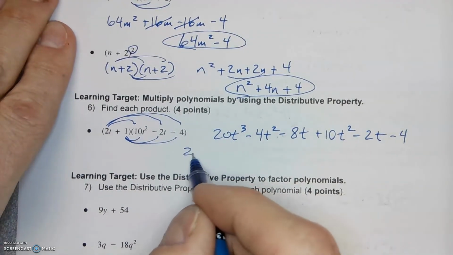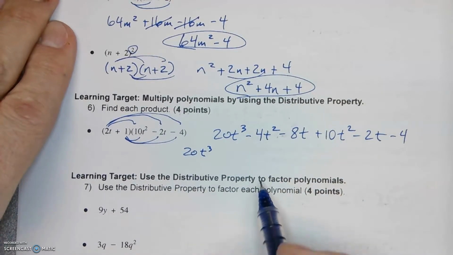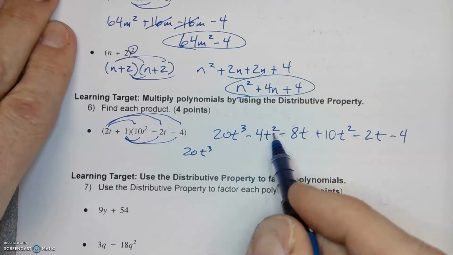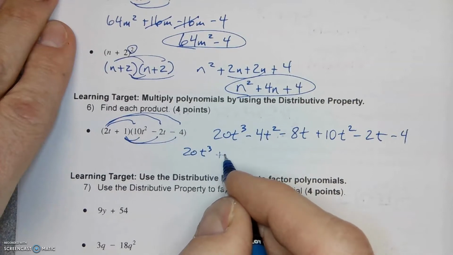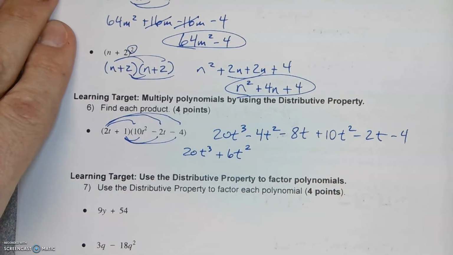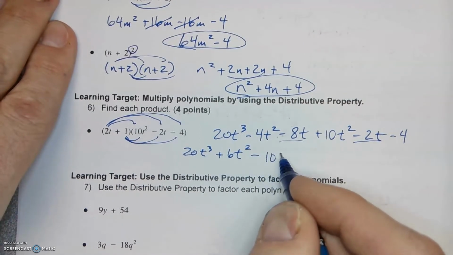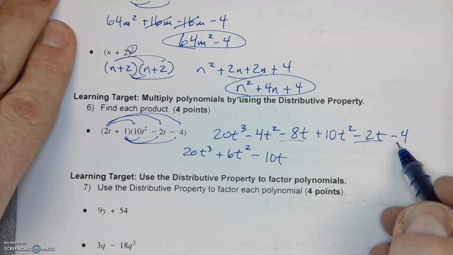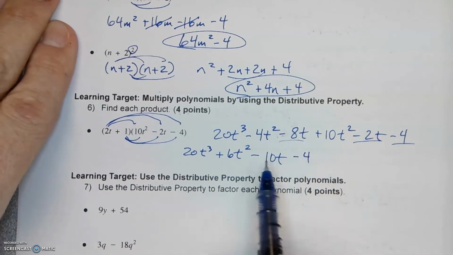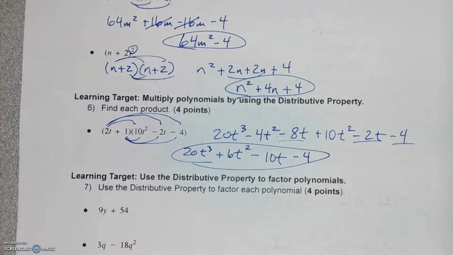All right, so we know 20t cubed is going to stay the same. There are no other cubed terms. But we can combine negative 4t squared and 10t squared to get 6t squared. We can combine these two and get negative 10t. And then we just have our following answer or constant, minus 4.